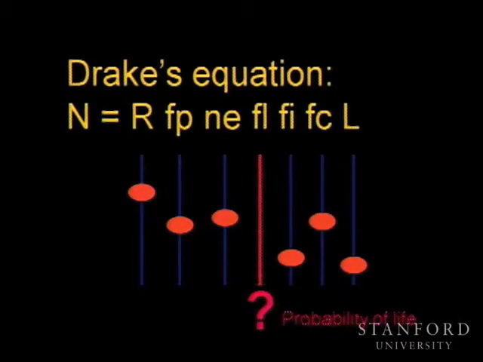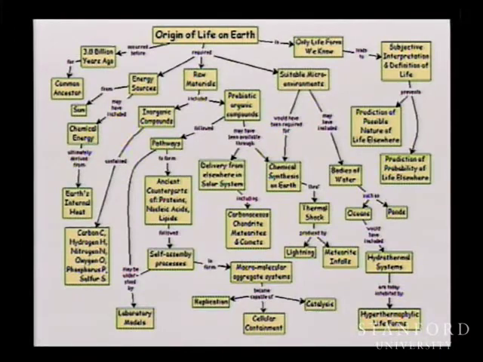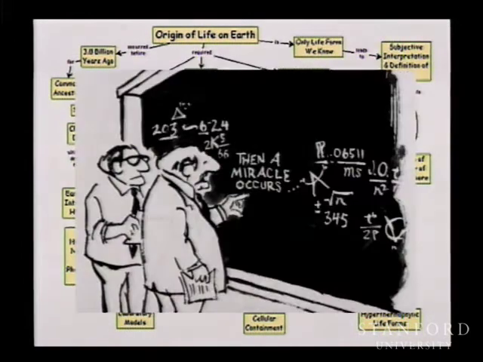One of the big blanks in Drake's equation is the probability of life. In science, that's still a huge unknown, the origin of life on Earth. We have a lot of very elaborate theories. For the most part, most of these theories are like this old Far Side cartoon, where a miracle is invoked somewhere.